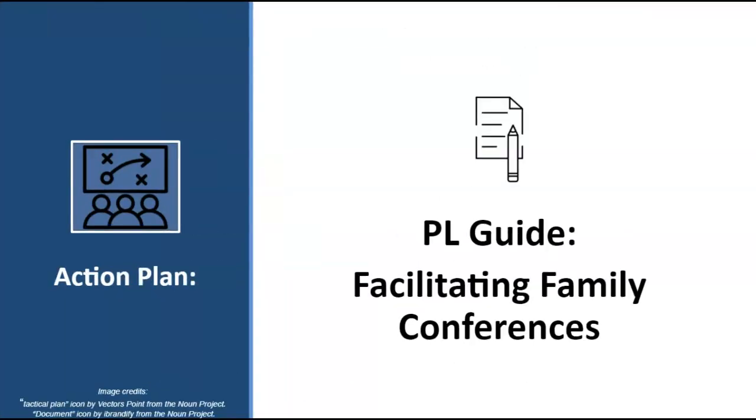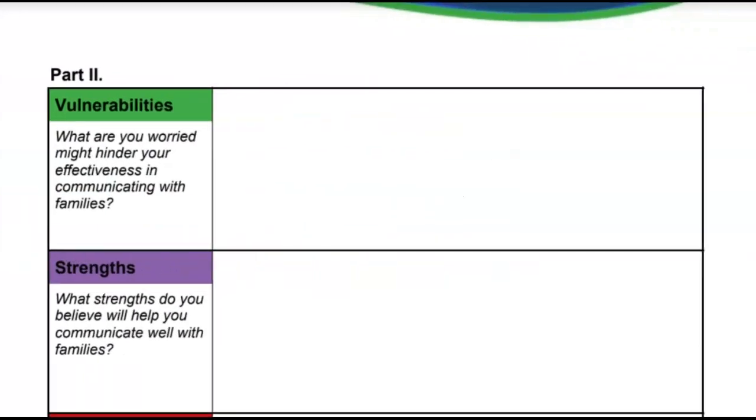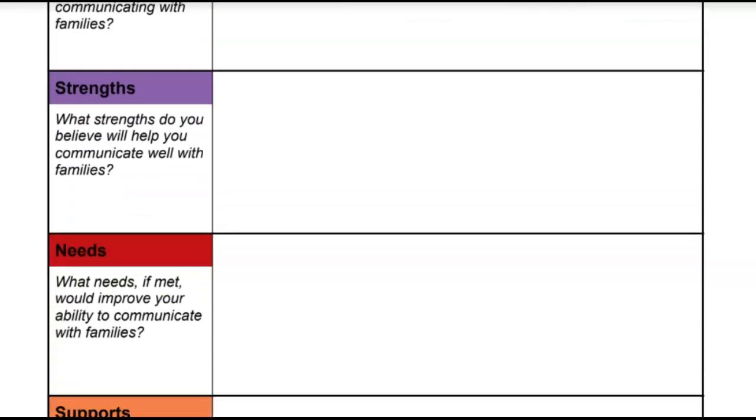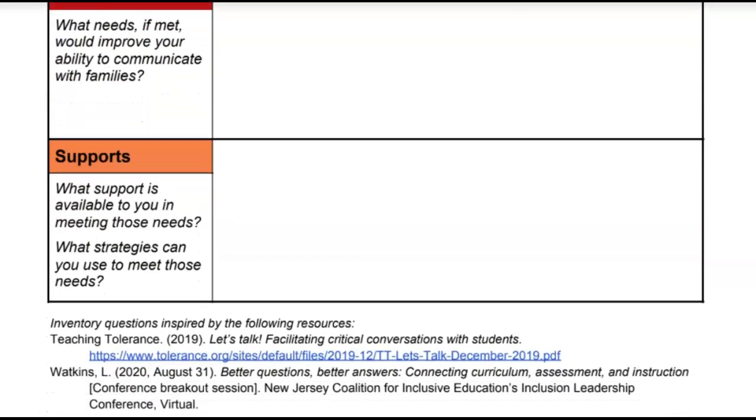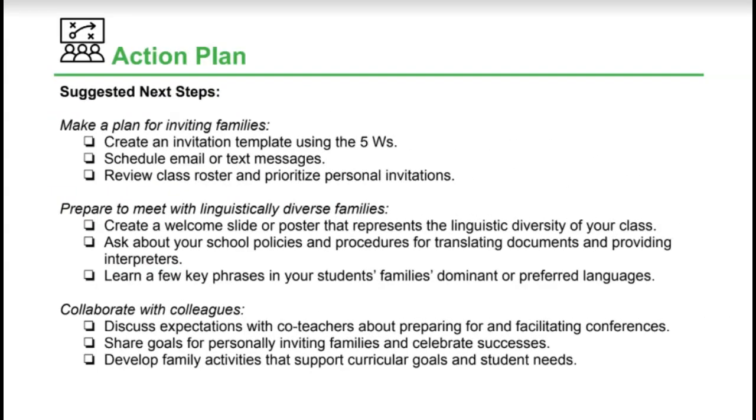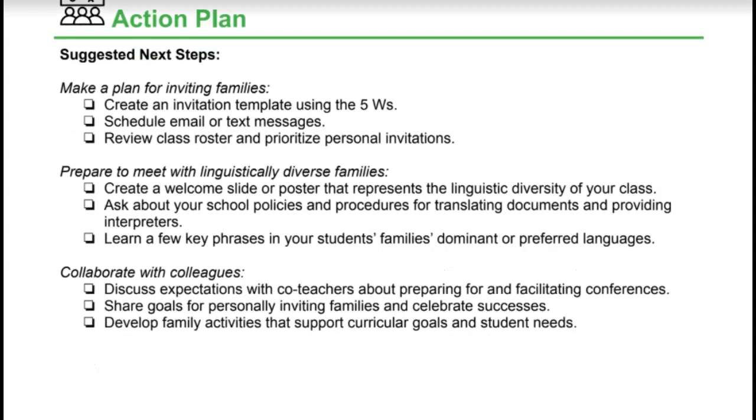We'll end by developing a short action plan. First, take a look at the Communicating with Families inventory, Part 2. When considering how to facilitate the joining process through family-teacher conferences, do any new vulnerabilities, strengths, needs, or supports come to mind? Feel free to pause the video to jot down any new thoughts when you look back over these questions. Use these pages on your PL guide to map out the next steps you may take.